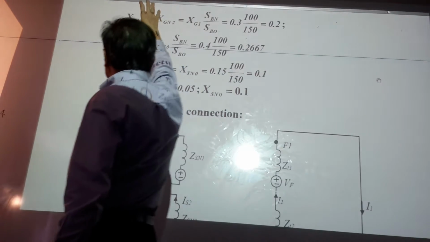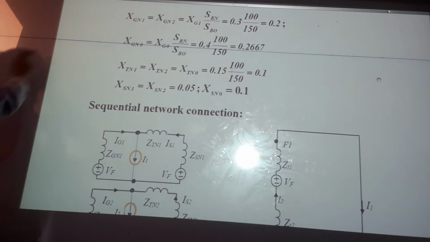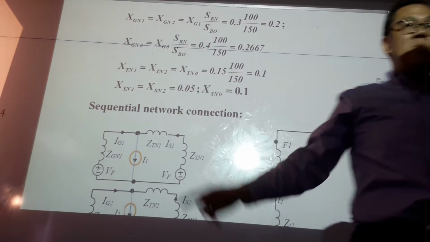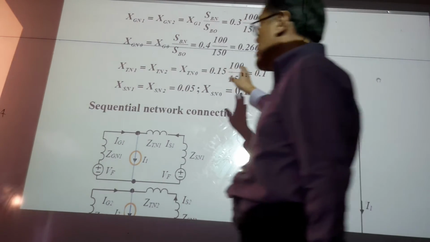So this converted the generator. Both the positive sequence and negative sequence are the same. Zero sequence is this line. For the transformer, all three values are the same. This is the typical way of what we do, and have it transformed into the new base.